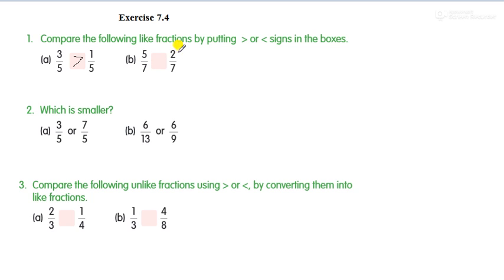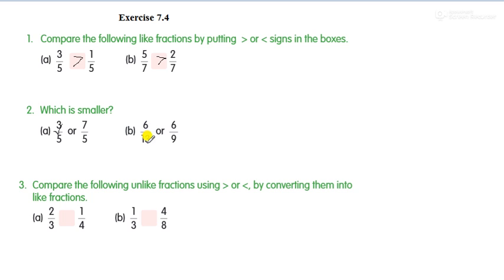Next, 5 by 7 and 2 by 7. The denominators are the same. In the numerator it's 5 and 2. So 5 by 7 is greater than 2 by 7. Here, which is smaller, 3 by 5 or 7 by 5? The denominators are the same. In the numerator here 3 and 7. So 3 by 5 is smaller.